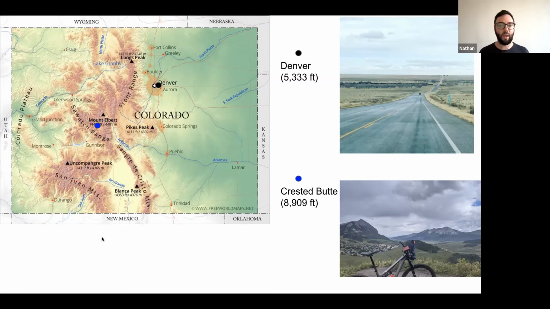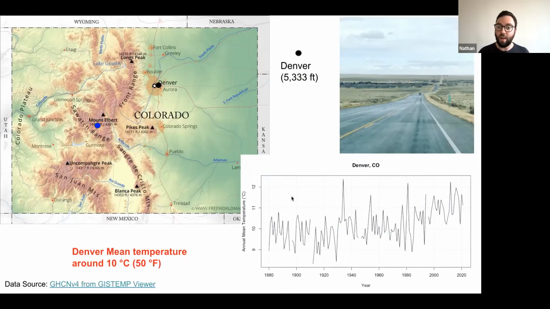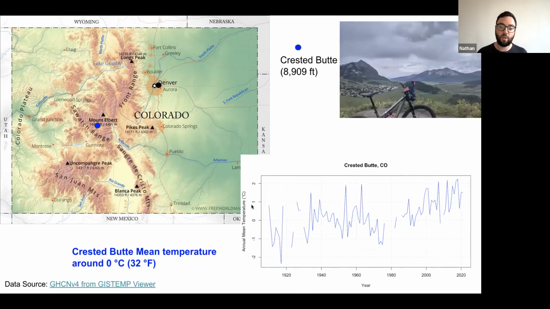To cut to the chase, even though these are only 125 miles or 200 kilometers apart, Denver has a mean temperature of around 10 degrees Celsius over the past 150 years, as shown in this annual mean temperature time series. But Crested Butte has an annual mean temperature of around 0. So the difference in mean temperature is almost 10 degrees, even though these locations are so close.